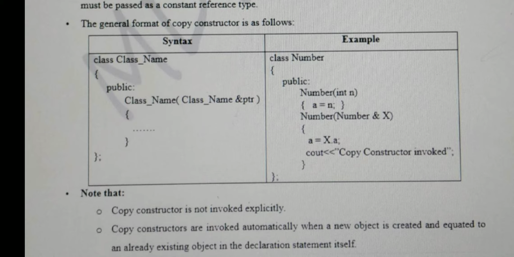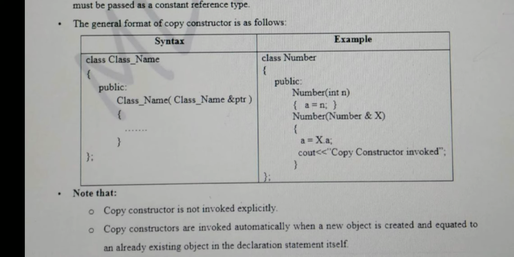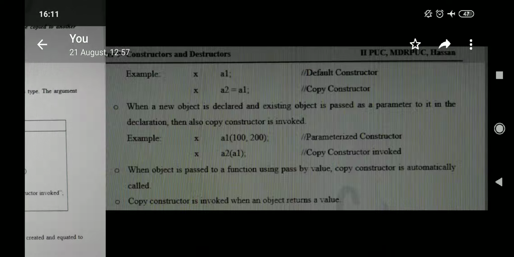So x dot a, where x is ptr. From there we take the value of a and initialize it to a. Now you can see clearly that a copy constructor is not invoked explicitly. Explicit means we need to mention a statement to call it. Second, copy constructors are invoked automatically when a new object is created. And the main theme is to copy the existing values, then we use the constructor.